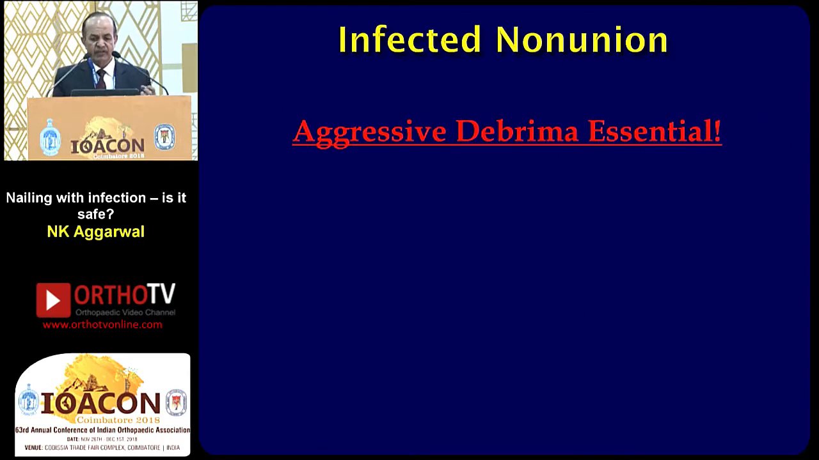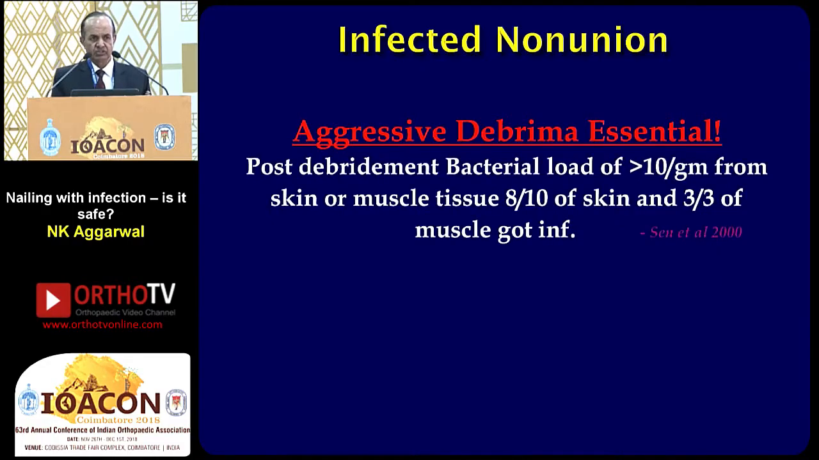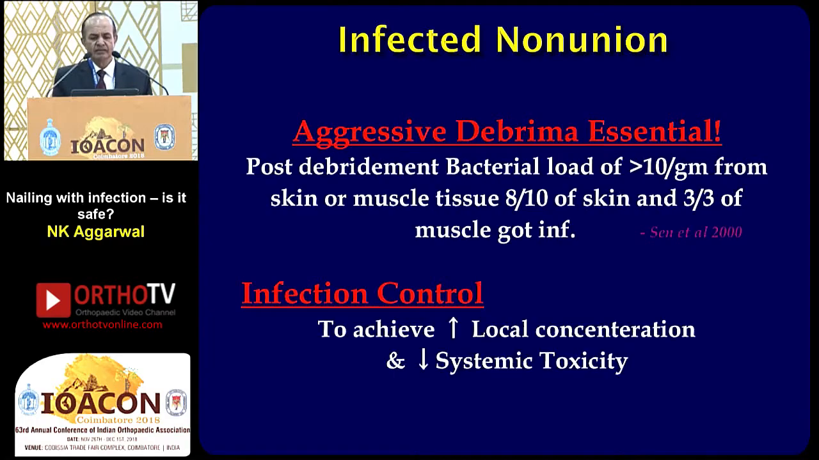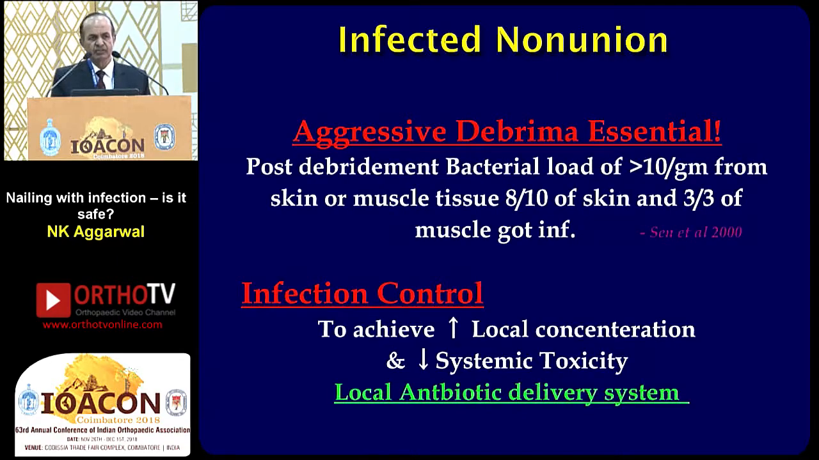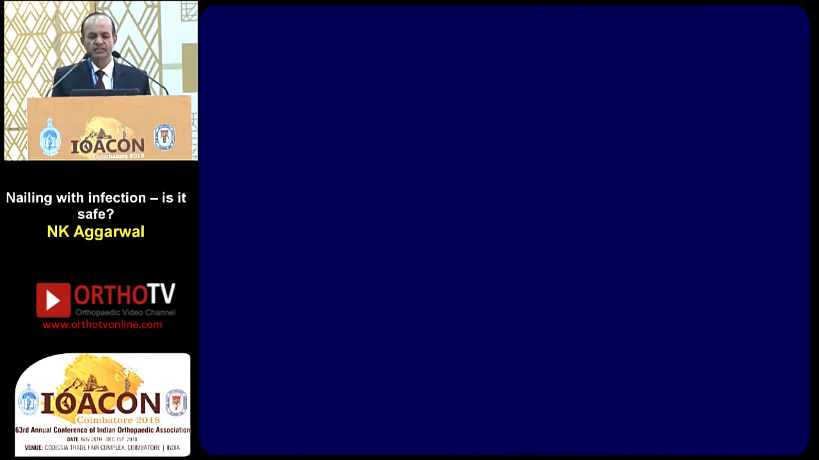As far as infection is concerned, aggressive debridement is the mainstay, and there are ways to assess whether the debridement is adequate or not. Then we control the infection, and for that we have to achieve increased local concentration of antibiotics to decrease the systemic toxicity, and for this we need to have a local antibiotic delivery system. And these delivery agents of antibiotic at the local site of infection have changed over the years.